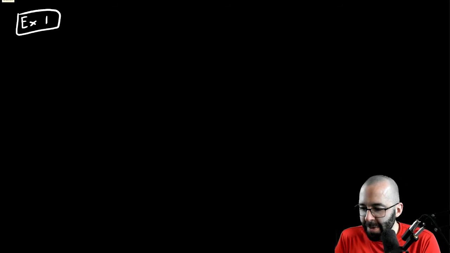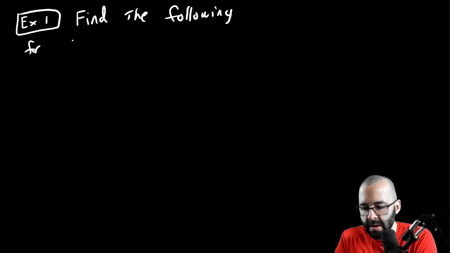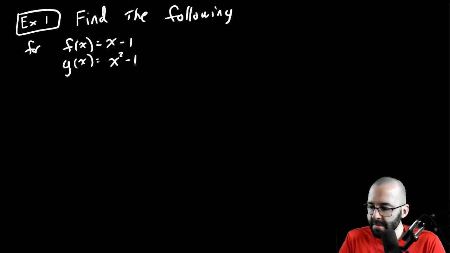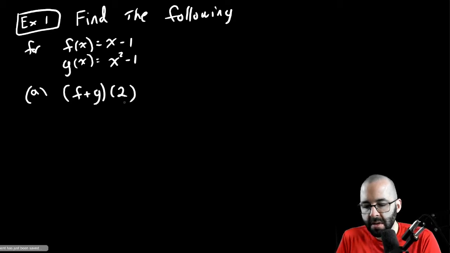All right. Example 1. Find the following. And specifically, find the following for, let's say our f of x here is the linear function x minus 1, and g of x here is the quadratic function x squared minus 1. And in part A, I want you to find what is f plus g of 2.